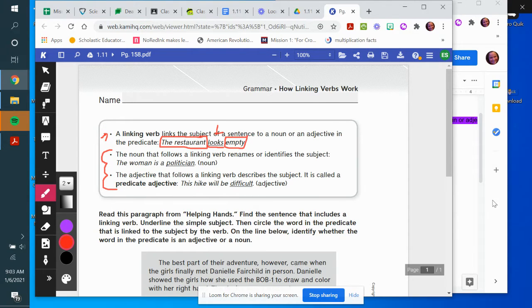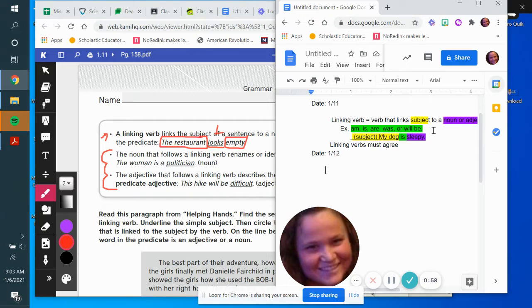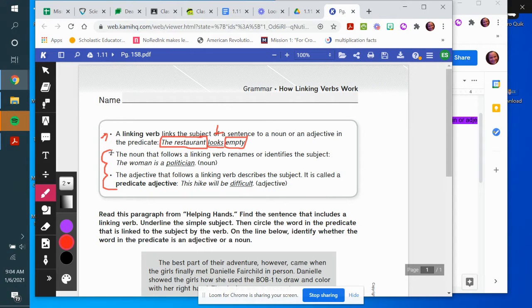So first thing I want you to do is add looks to your examples, because it's nice to have a couple different examples from yesterday. Now, what they want to mention here is that linking verbs work in different ways. There are two different ways the sentence can be set up. The sentence can be set up with a noun, the noun that follows a linking verb. So for example, right here, politician, that's a noun, it's a person.